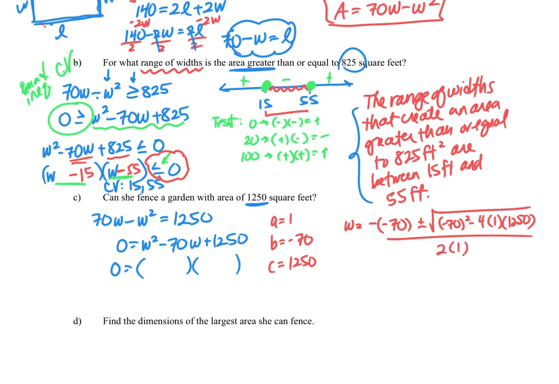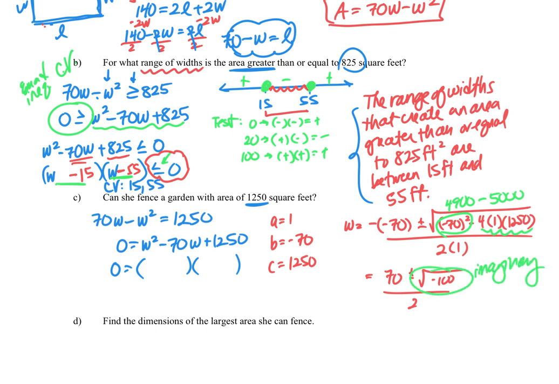And when I do that, the first thing I do is go inside and do my discriminant. So negative 70 squared is 4,900. And when I multiply 4 times 1 times 1,250, I get 5,000. So what happens when I take 4,900 minus 5,000? I get a negative 100, which means that this is imaginary. What does that mean for my problem? It means it's not possible, right? I can't get a garden with 1,250 square feet.